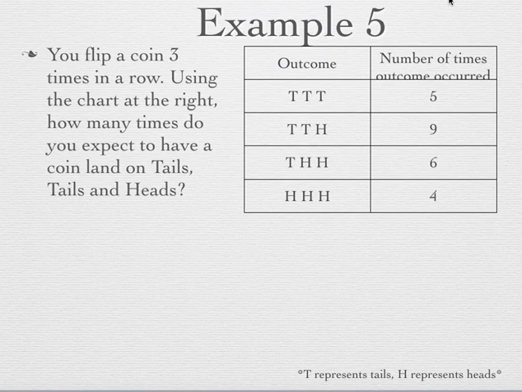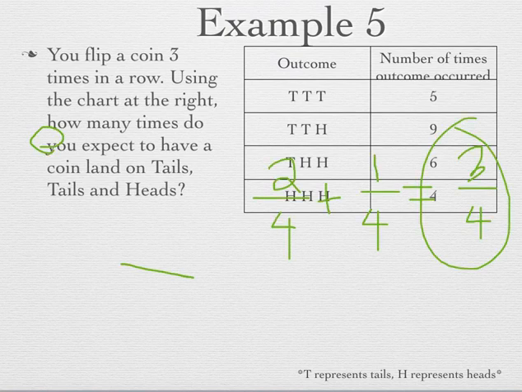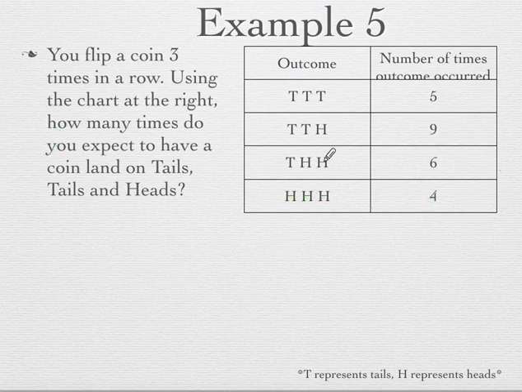The fifth example is, if you flip a coin 3 times in a row, then, using the chart at the right, how many times do you expect to have a coin land on tails, tails, and heads? So this is tails, tails, and heads. Remember that you flip the coin 3 times in a row. That is one chance. That is your setting.